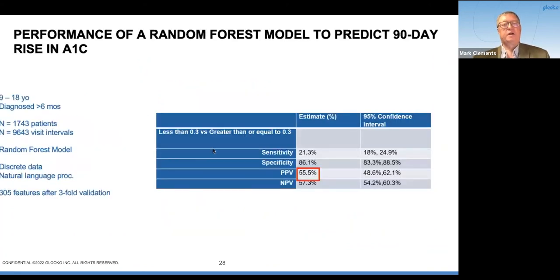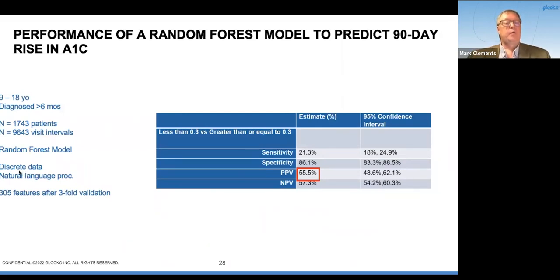So how does this model run and how is it performing? Well, in this model, we selected a cohort of 9 to 18-year-olds who were diagnosed for greater than 6 months. You can see that we evaluated close to 10,000 clinical visit intervals every 3 to 5 months. And we selected a random forest model. So this is just a series of many decision trees. It's a statistical approach to machine learning.